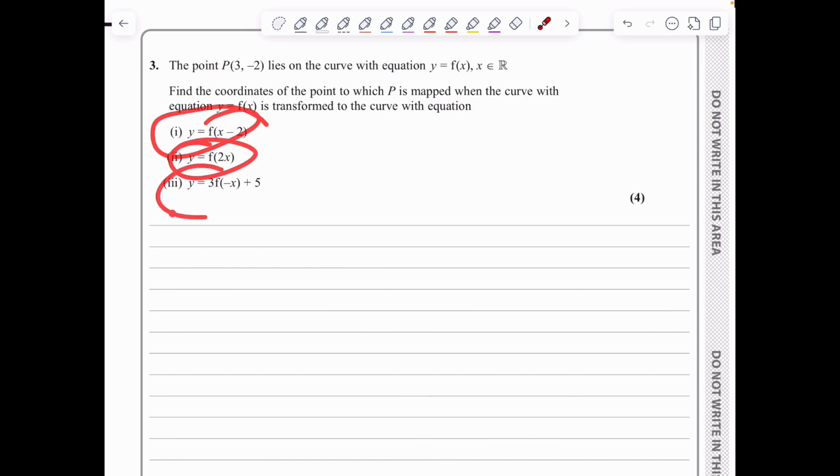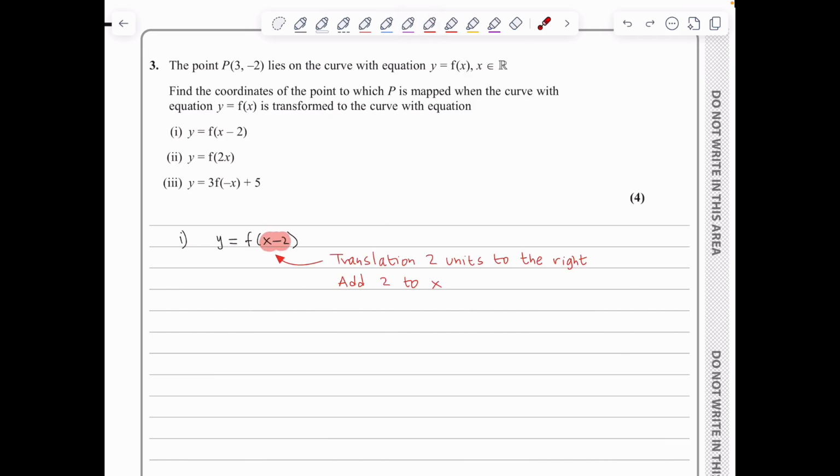So we've got 3 transformations. We start with y is f of x minus 2. We're looking at a translation of 2 units to the right. This means that we are adding 2 to x, and therefore the point with coordinates (3, -2) will now be found at (5, -2). We simply added 2 to x.